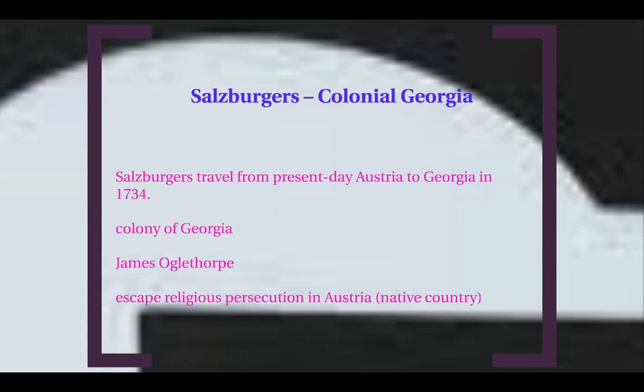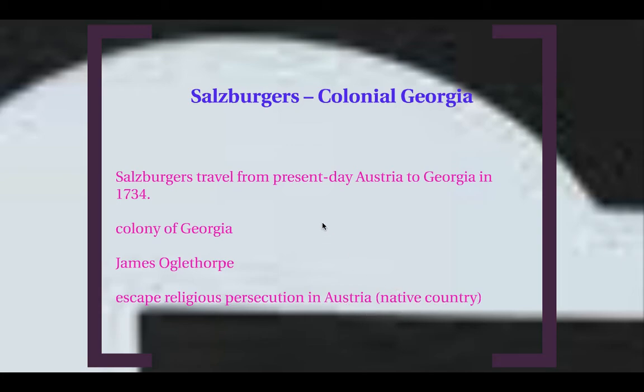First of all, Salzburgers. We're talking about during colonial Georgia. Salzburgers traveled from present-day Austria to Georgia in 1734. Again, this was when Georgia was a colony, founded by James Oglethorpe and the Board of Trustees. But the reason the Salzburgers came to Georgia was to escape religious persecution in Austria, which is their native country.